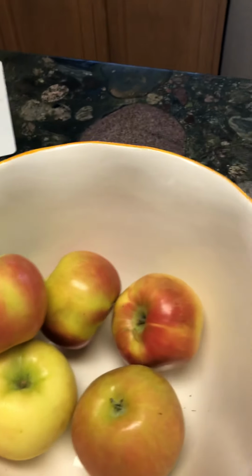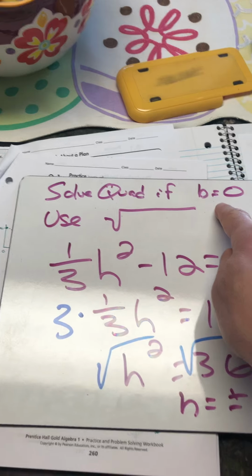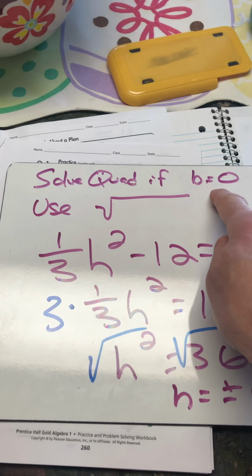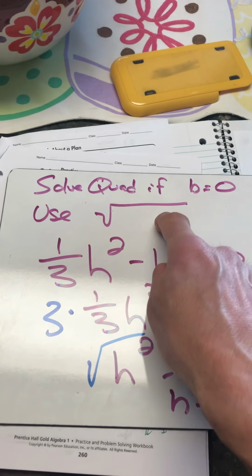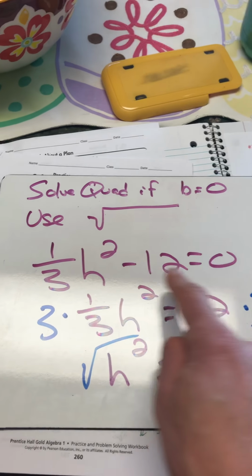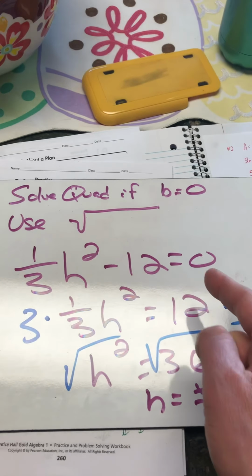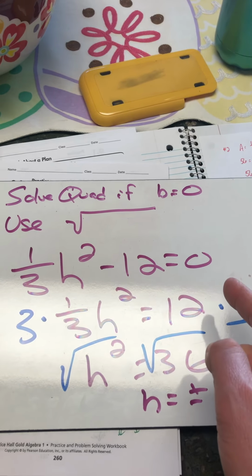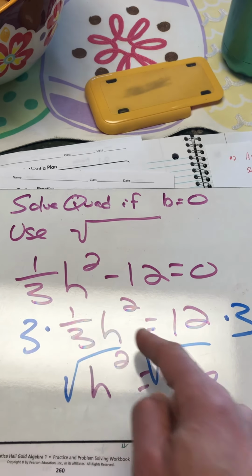9.3 was a special case, solving quadratics when there was no b term, when b equals 0. And we can actually factor this to solve too, which we learned in 9.4. But what we did in 9.3 was, let's say you had an equation that looked like this, where there was no h term, right? B was 0. We can solve that by getting the variable isolated and then taking the square root.